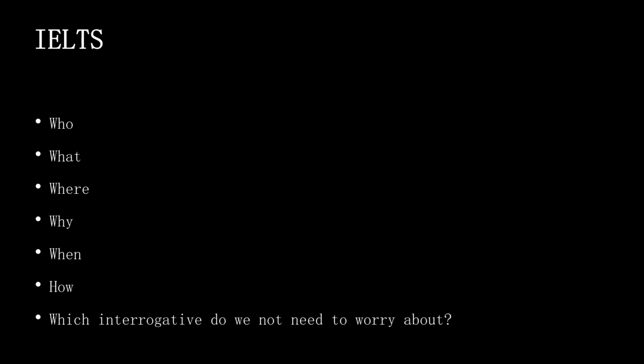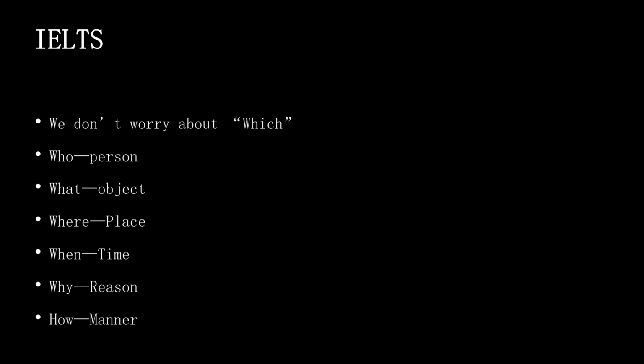Which interrogative do we not need to worry about? There's 7 interrogatives. The one we don't worry about is which, because the others can answer that. Right? Who, person. What can be many things, but when we're thinking about IELTS, let's just think object. Where is place? When is time? Why is reason? And how, again, can be many things, but when practicing for IELTS, let's try to think manner, right?